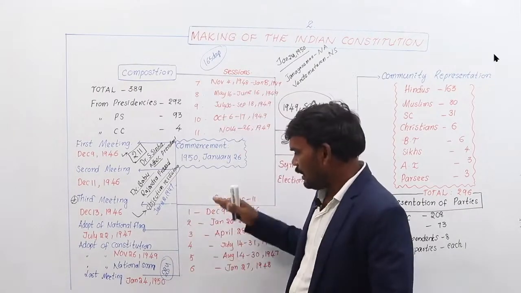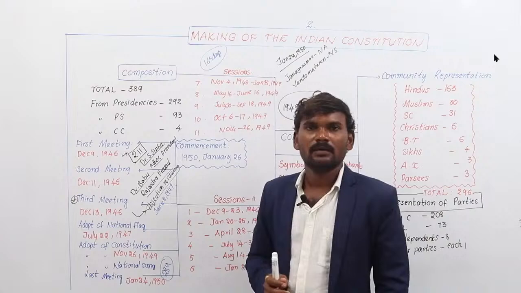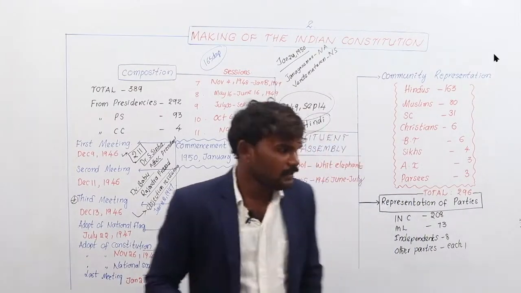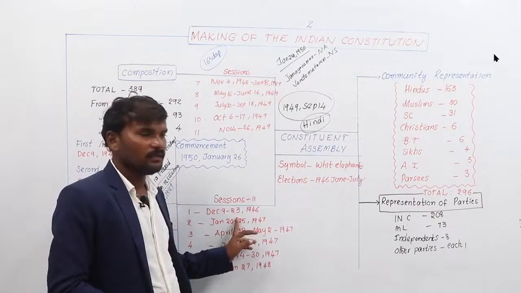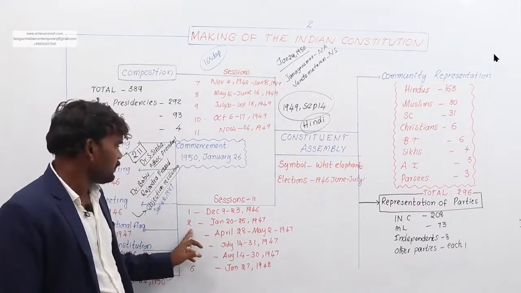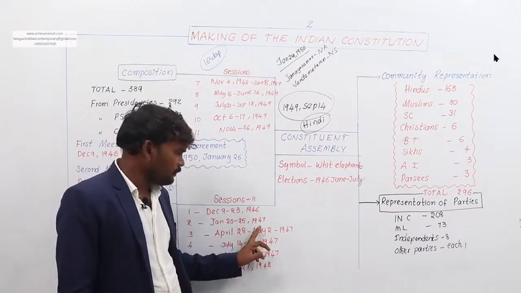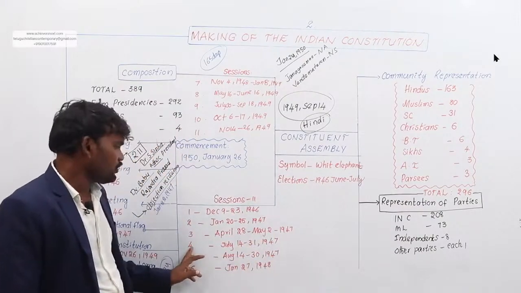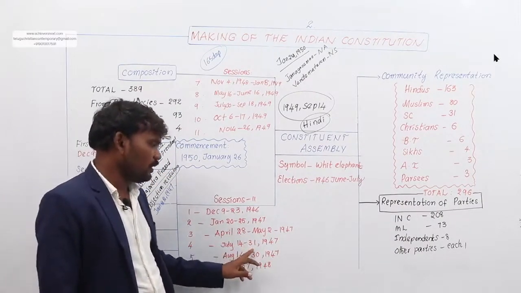Eleven sessions were held to discuss various issues in the process of making the draft constitution. The first session was held between December 9 and 23, 1946. The second session was held from January 22 to 25, 1947. The third session was held from April 28 to May 2, 1947. The fourth session was held from July 14 to 31, 1947.